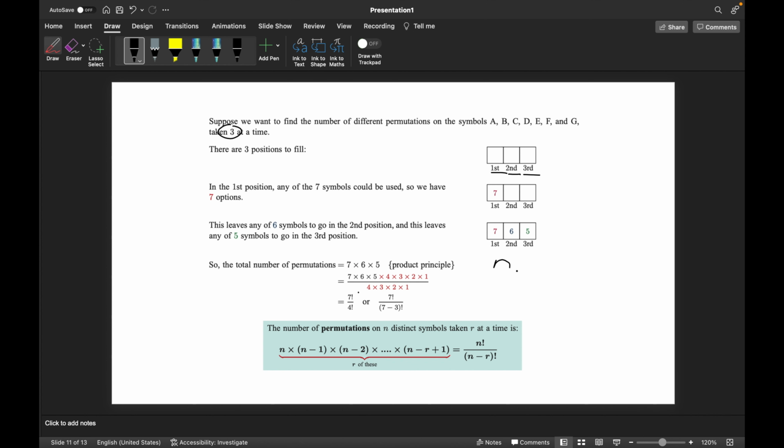And remember we saw nCr, right? There's something called nPr. P deals with permutation. So the number of permutations on n distinct symbols taken r at a time is n factorial divided by (n minus r) factorial.